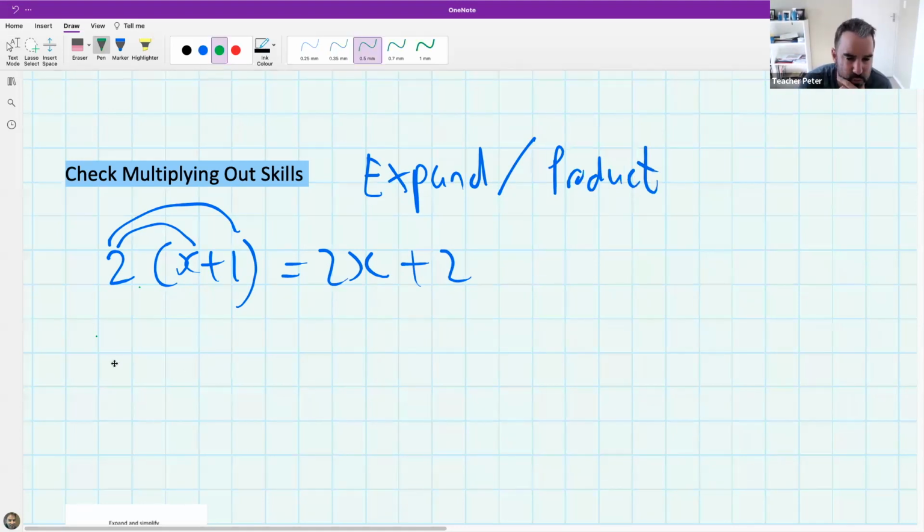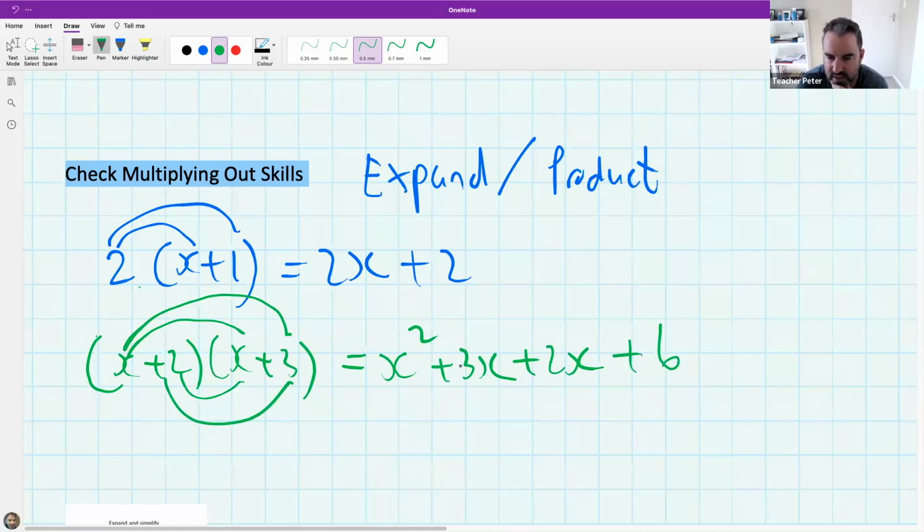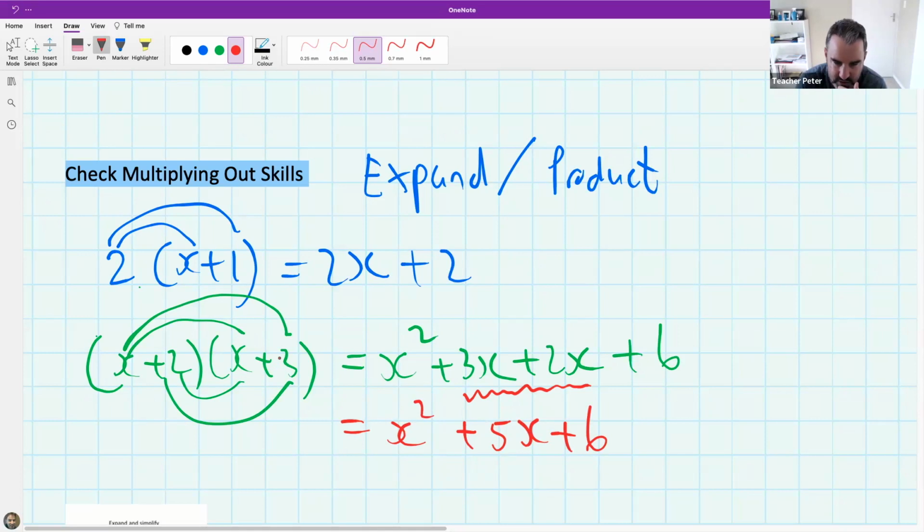Another type of thing that you would need to learn about in grade 9 and grade 10 is multiplying out something like this. So x times x gives you x squared. x times 3 gives me 3x. 2 times x gives me 2x. And 2 times 3 gives me 6. Then you need to be able to recognize that these are like terms, and so this would simplify down to the trinomial x squared plus 5x plus 6.